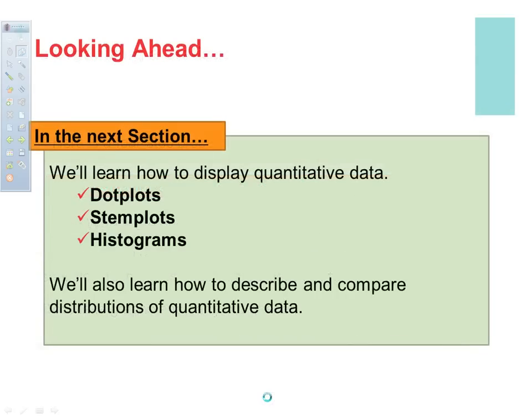And so that's it. This is the end of section 1.1, and so we'll get into the next section, which is all about quantitative data and all the things that we can do with quantitative data. There's quite a bit more. We'll talk about how to do dot plots, stem plots, histograms, how to display our quantitative variables.